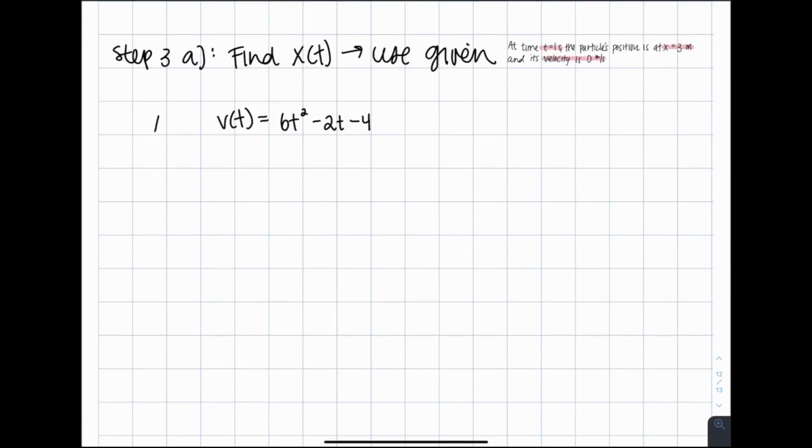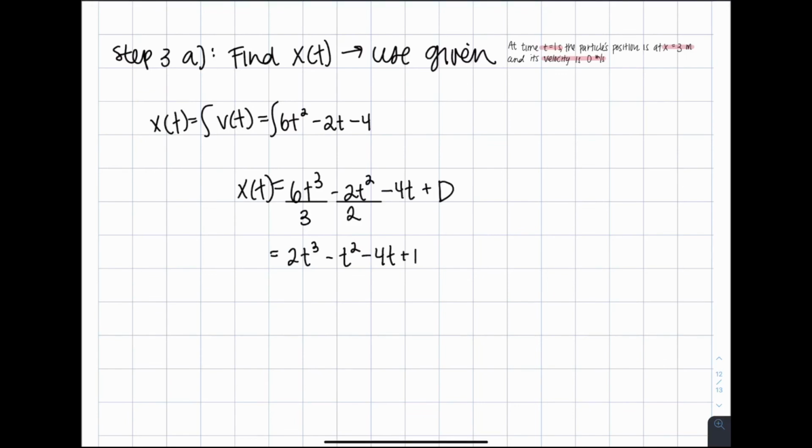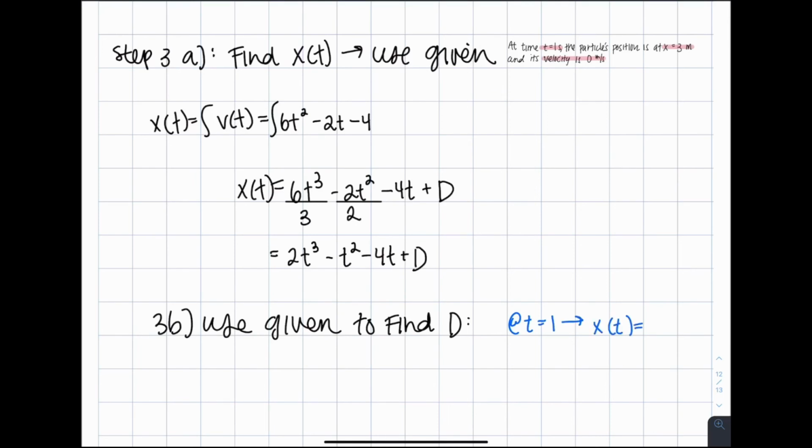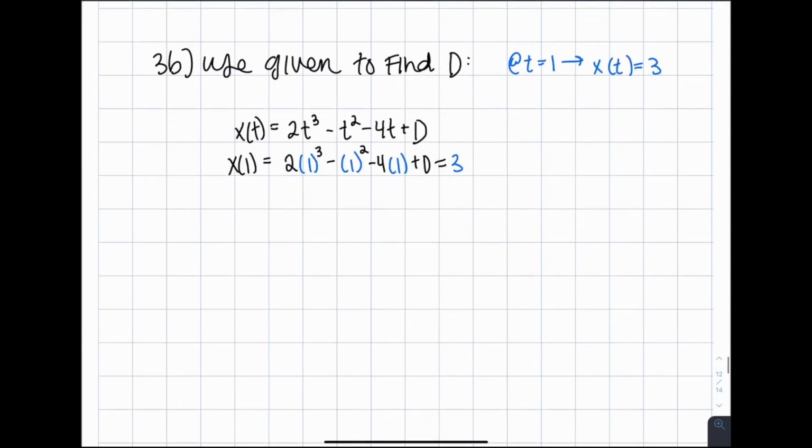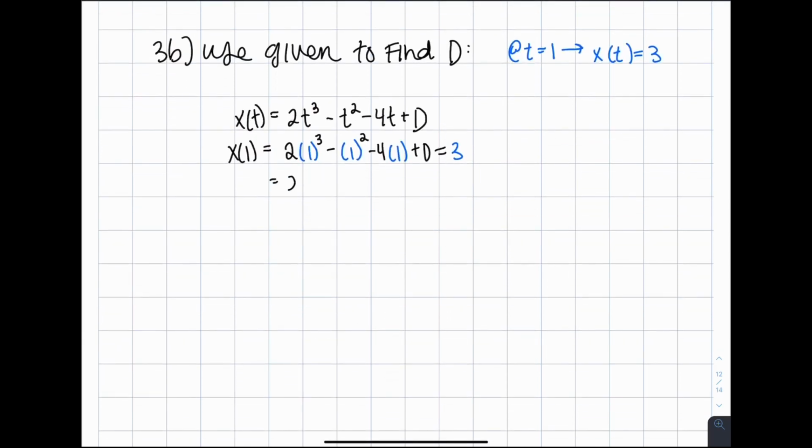The next step, we'll take the integral of this formula that we just wrote to find our position function. And once again, we end up with a constant, which we called here d. We can use the rest of our given information, that at t equals 1, our position equals 3, to solve for d. By substituting 1 for t and setting the equation equal to 3, we'll find that d equals 6.